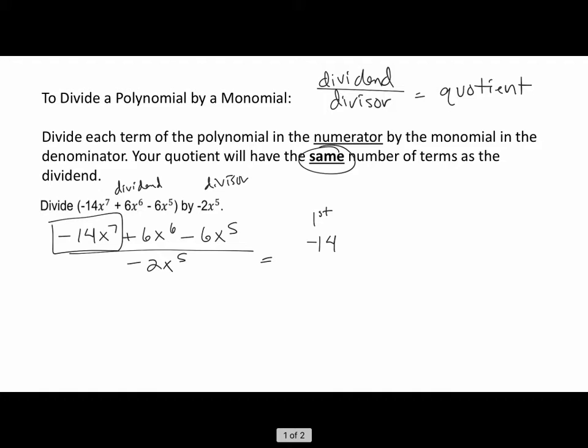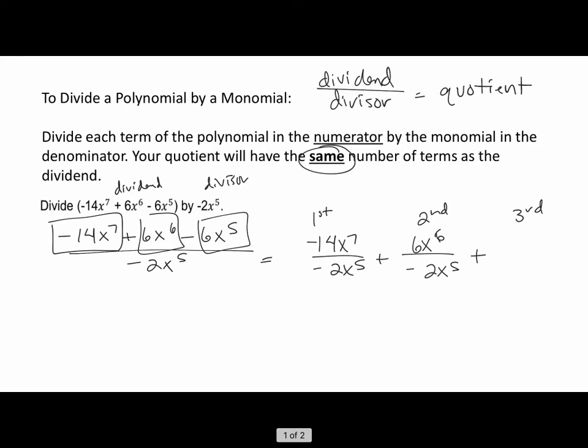A negative 14x to the 7th over negative 2x to the 5th. Let's look at the second term. 6x to the 6th, and we're going to divide that by negative 2x to the 5th. Then the third term is a negative 6x to the 5th divided by negative 2x to the 5th. So we've separated each of those terms in the numerator. Now all we need to do is simplify each of those terms.